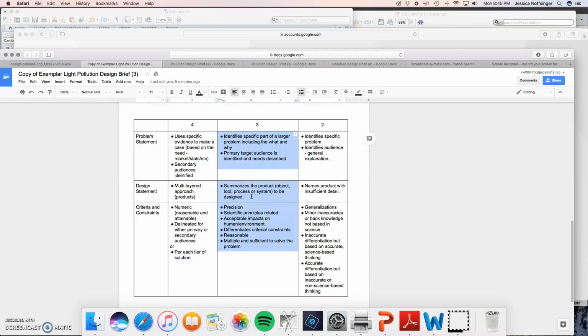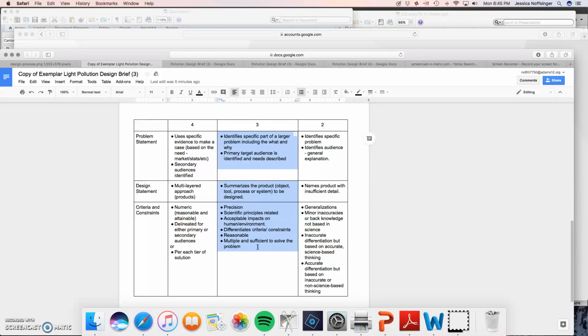In your design statement, you're going to summarize the product. It could be an object, a tool, a process, or a system that's going to help solve the problem that you've identified. Finally, you're going to identify criteria and constraints.